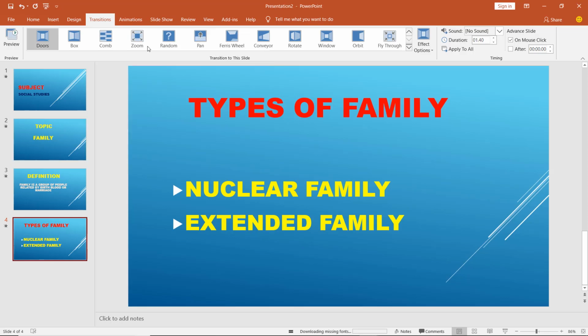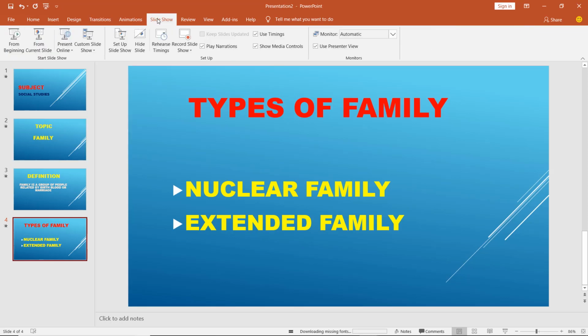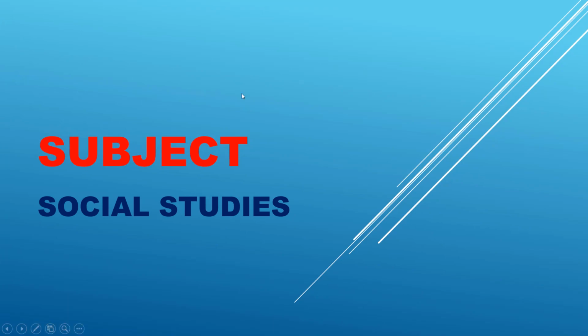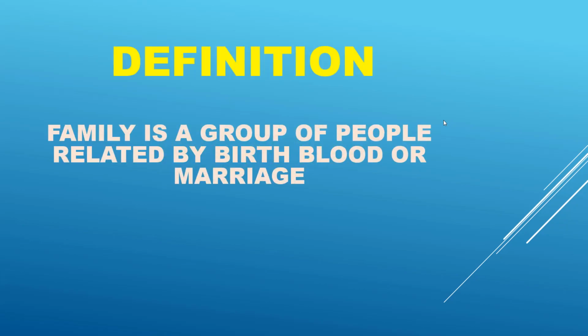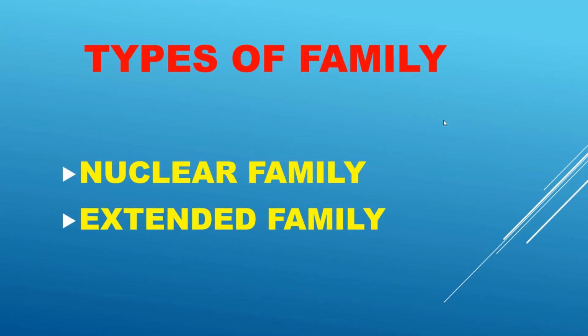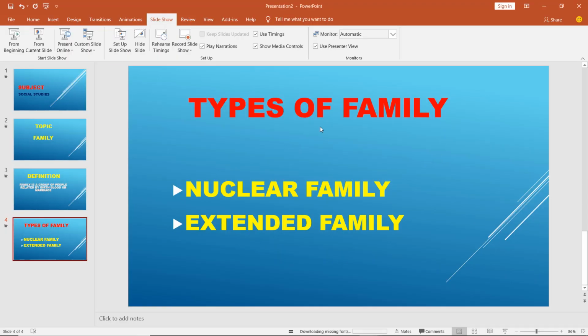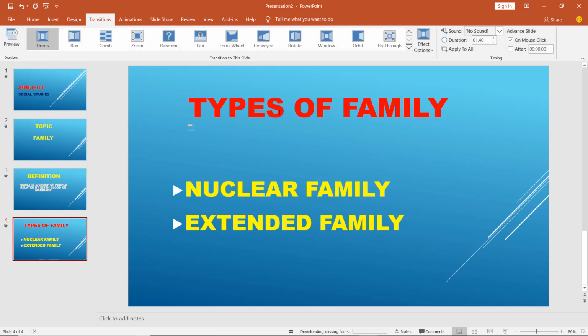Now let us preview our work. We go back to slideshow, or you press F5 on the keyboard. So slideshow from beginning. This is what we have. You click or you press the forward arrow on your keyboard, it will work. That's the next slide. Okay, that's the effect. All right, so that is how to add transition effects to our slides.